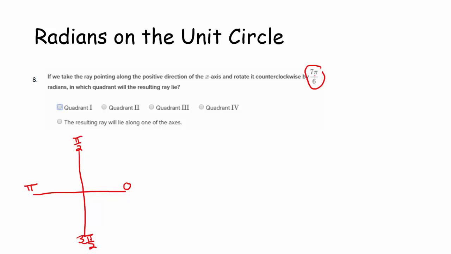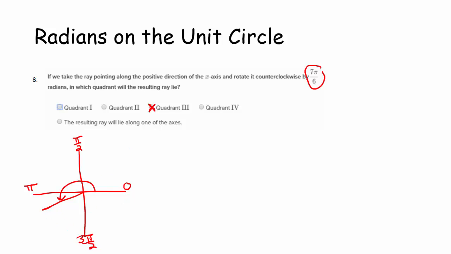So 7 pi over 6, 7/6 is a little bit bigger than 1. So this angle is going to be a little bit bigger than 1 pi radian. So that'll probably put me right about there. The angle is going to be a little bit bigger than pi radian. So the answer is probably quadrant 3. Sounds good.